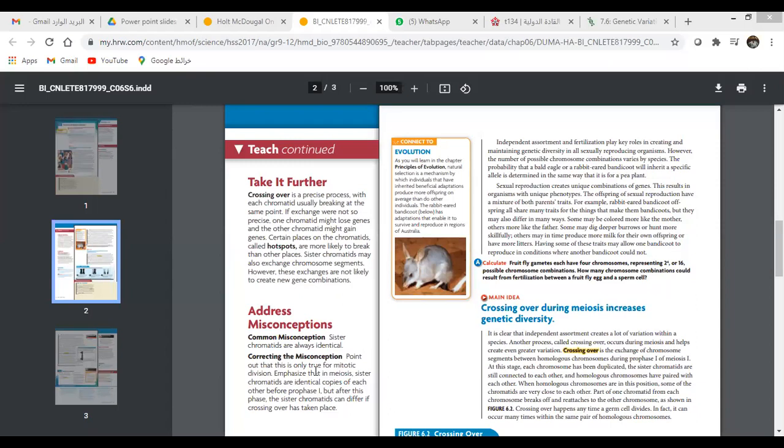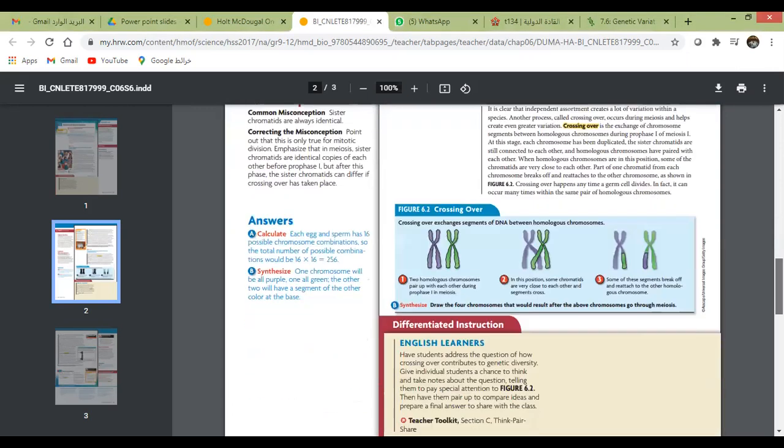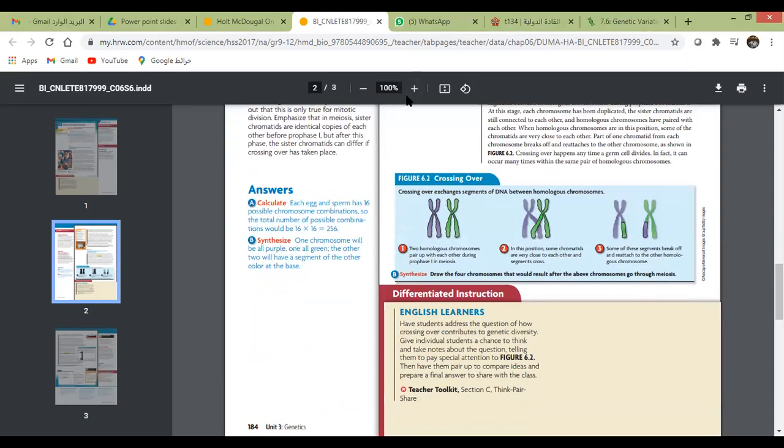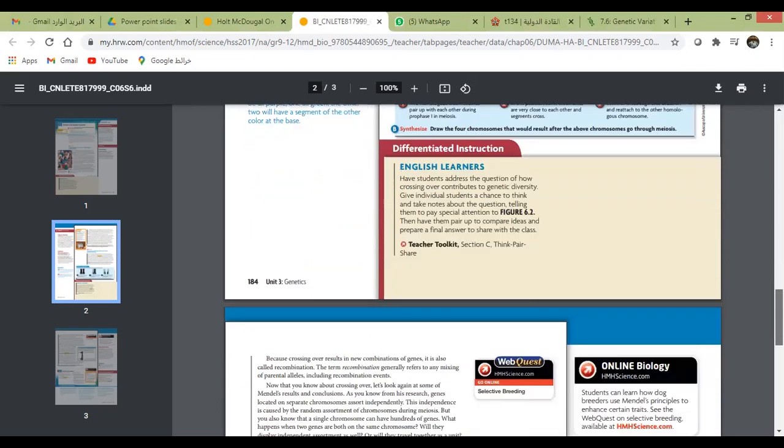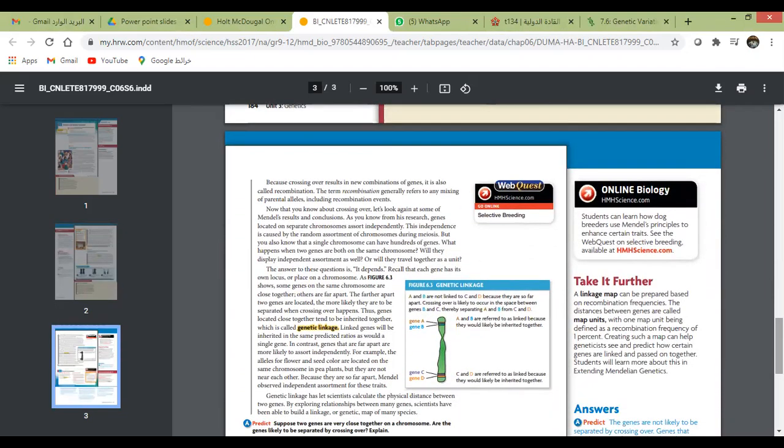Okay? Now the crossing over, as we said, also increases genetic diversity. It increases the probability of genetic diversity. And why? Because it also happens in meiosis one, in an early stage, in prophase one. What happens? Two homologous chromosomes pair up with each other during prophase one in meiosis. In this position, some chromatids are very close to other segments, and some of these segments break off and attach, or exchange, to the other homologous chromosome. This will make a difference, a recombination between these two chromosomes with different genes. So the crossing over results in a new combination of genes. It's called recombination. Why do we call crossing over recombination? Because it results in a new combination.